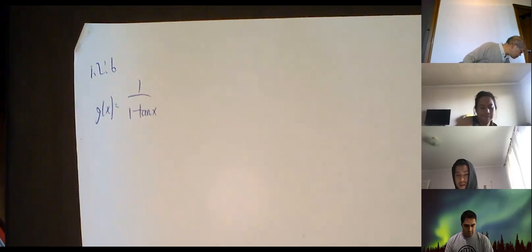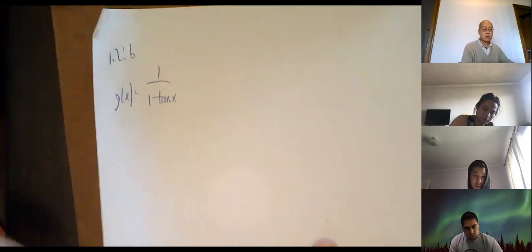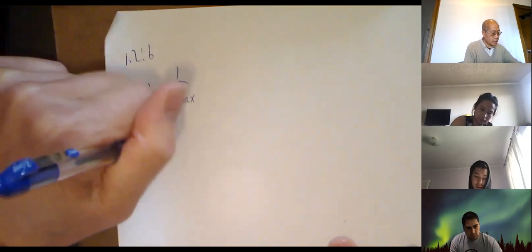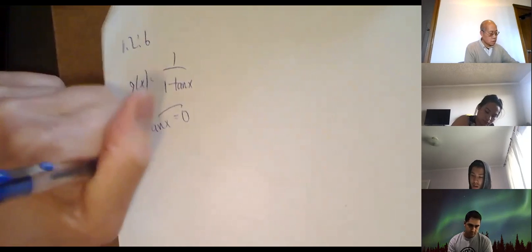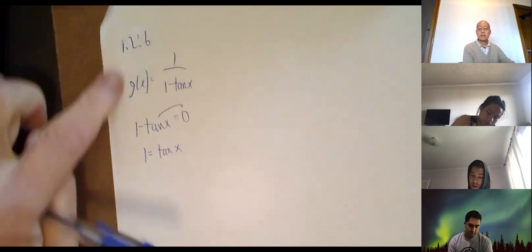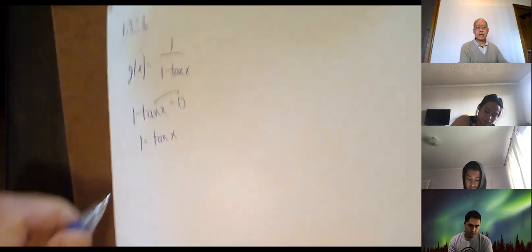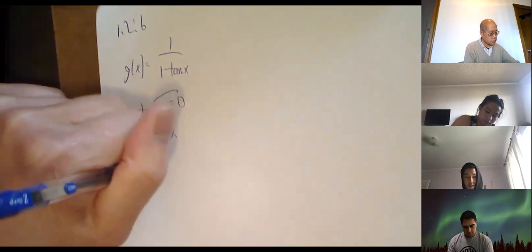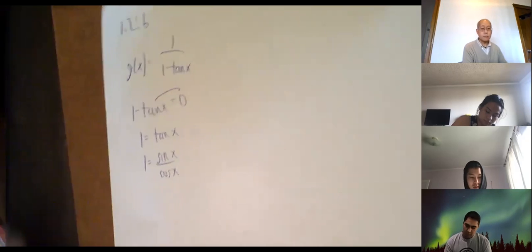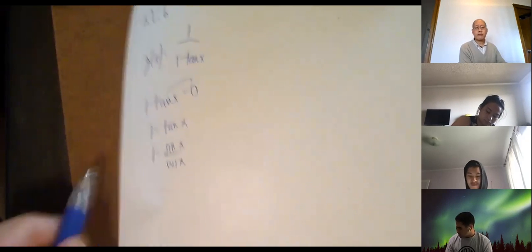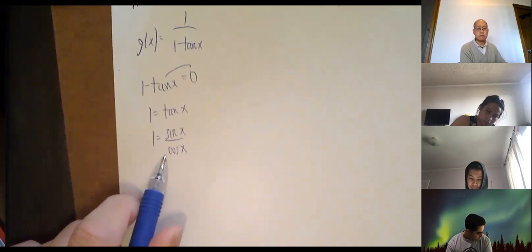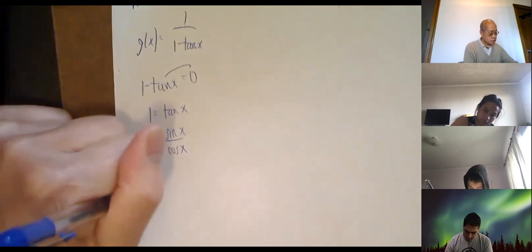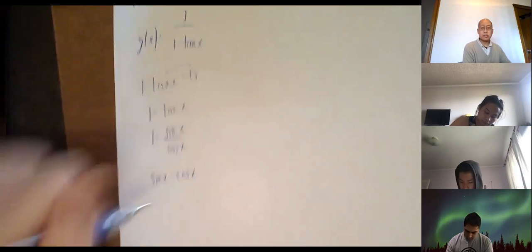Okay, so we got this. Let's find the domain. Okay, so I can't let the bottom be 0. So 1 minus tangent x equals 0. Add tangent to both sides. 1 equals tangent x. I remember from trig, tangent is sine over cosine. Okay, so I have a fraction equaling 1. When is a fraction equal to 1? Well, when the top and the bottom are equal. Sine x equals cosine x.